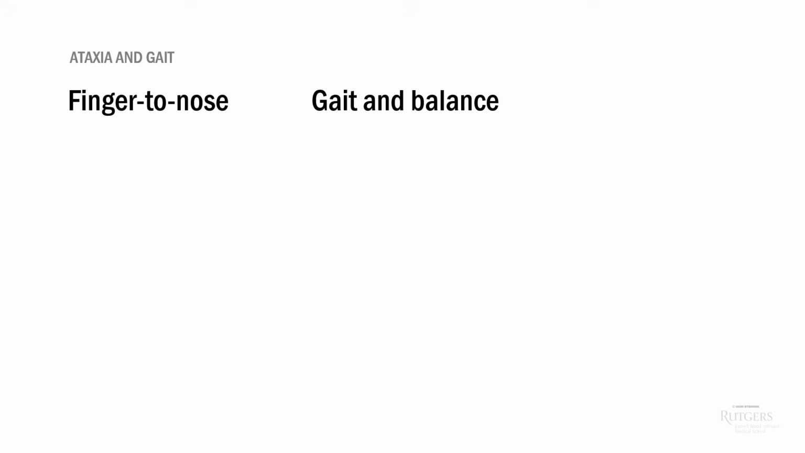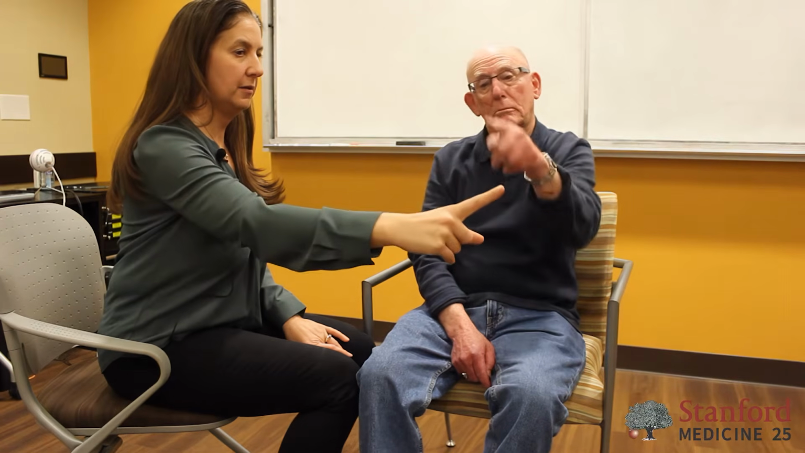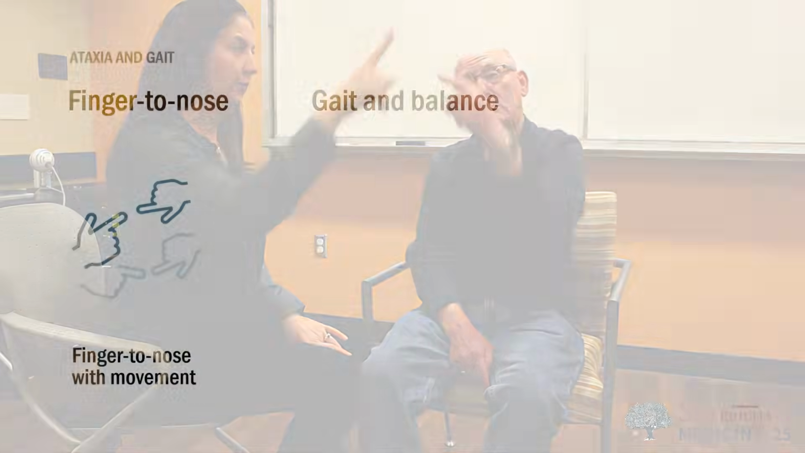Finally, you need a detailed coordination and gait exam. Have the patient perform the finger-to-nose maneuver, but this time, move your finger to different positions and have the patient speed up. This increases the sensitivity of this maneuver for dysmetria.